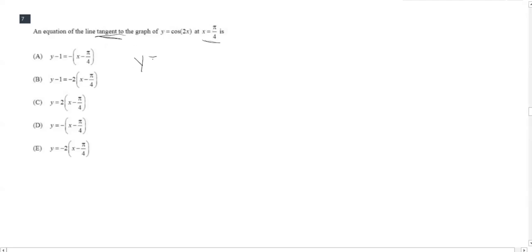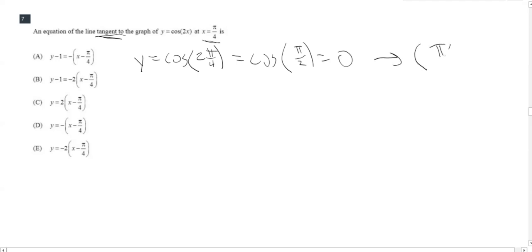So if I evaluate the function at pi over 4, that would be cosine of pi over 2, and cosine of pi over 2 is 0. So that means the point that we have is pi over 4 comma 0. The second thing we need is the slope.